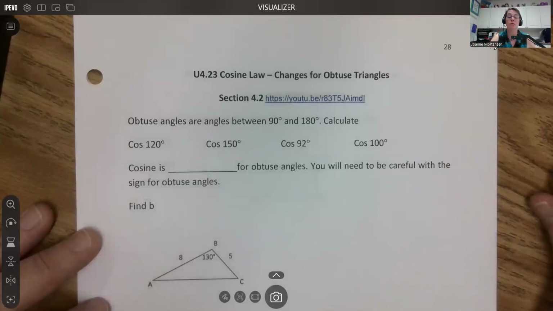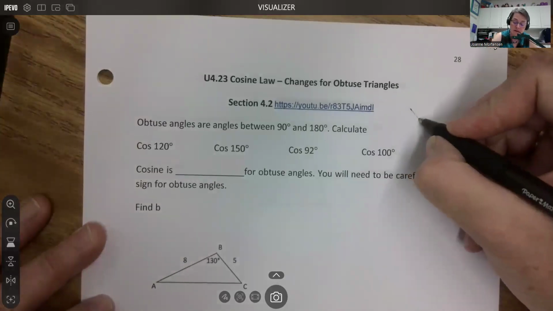This is U 4.23, the cosine law, and just for obtuse triangles. So if you remember, obtuse means the angle is over 90 degrees. So when I think of an obtuse triangle, I think of a lawn chair.